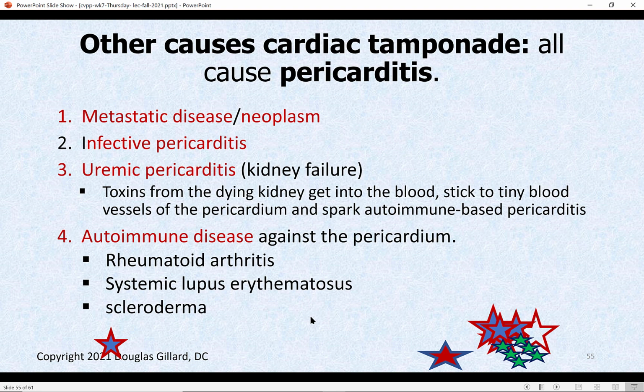How about the causes of cardiac tamponade? Other causes we talked about: pericarditis, but anything that causes pericarditis can potentially cause cardiac tamponade. So the same players. Metastasis, metastatic disease, we've already talked about this, I won't talk about them again. Infective pericarditis, uremic pericarditis from failure of the kidney, we had slides on that. And then the autoimmune diseases that accidentally attack the pericardium: rheumatoid arthritis, SLE, scleroderma, to name a few.